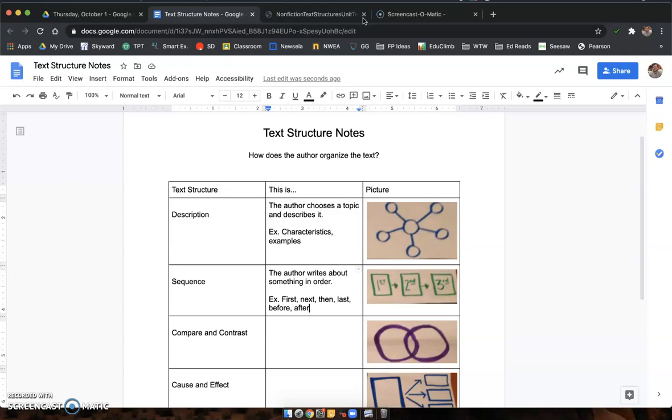Okay, so it's going to be the author telling you about something in order. Alright, so maybe it could be the life cycle of something. First, a caterpillar is born, and then it turns into a cocoon, and then last it turns into a butterfly. Alright, that would be a sequence. So you have a first, next, last. Okay.